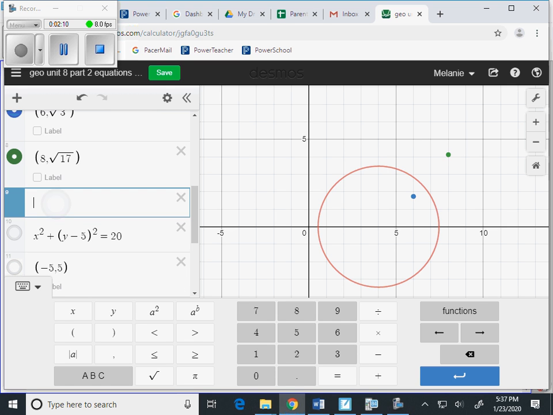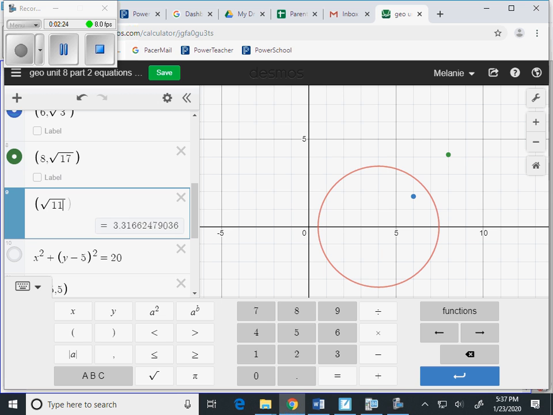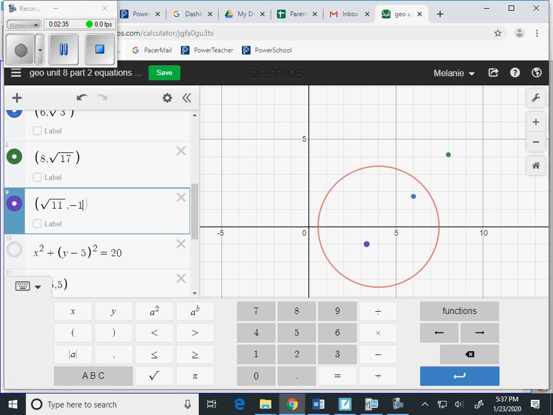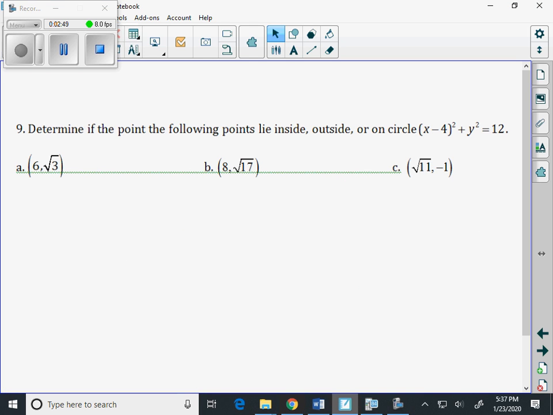On the third point, our third point is the square root of 11, negative 1. So parentheses, square root of 11, right arrow out of that, now put the comma, and then negative 1. Notice I just used the minus button for a negative. And the purple point we can see is inside. So I will go back and write it, but it's inside, outside, inside, when we go back to our screen here.